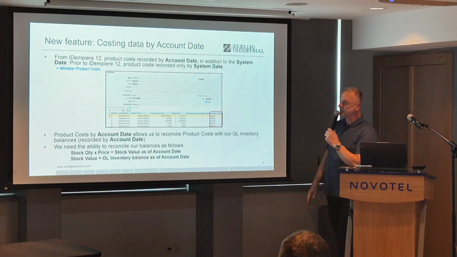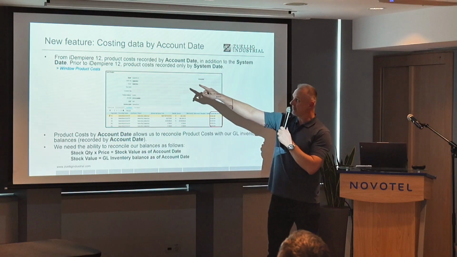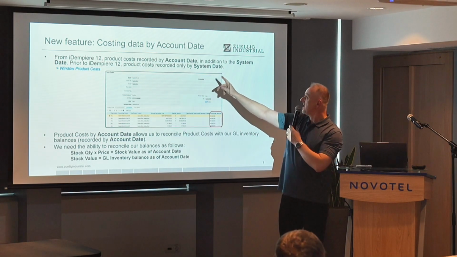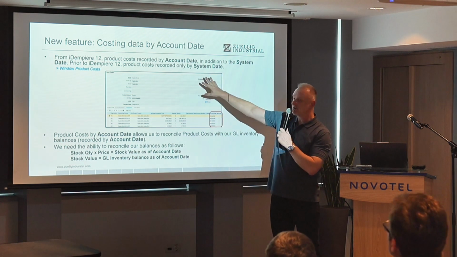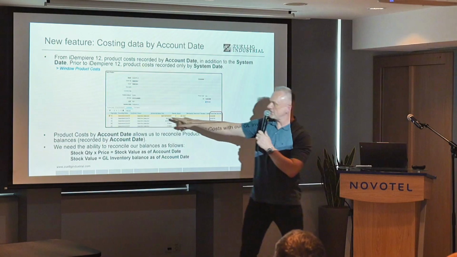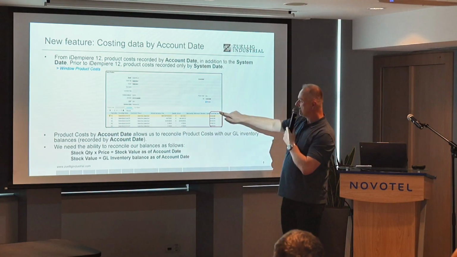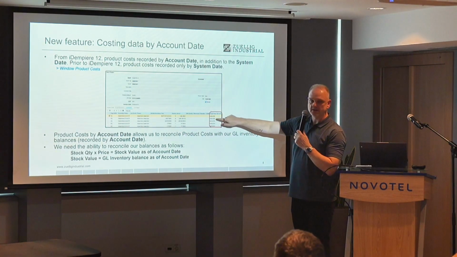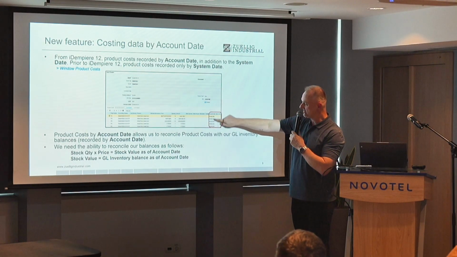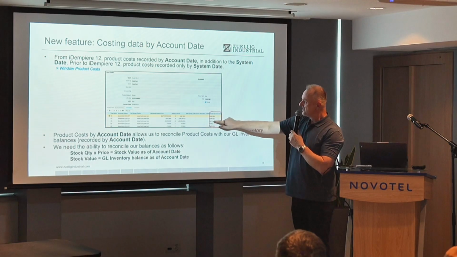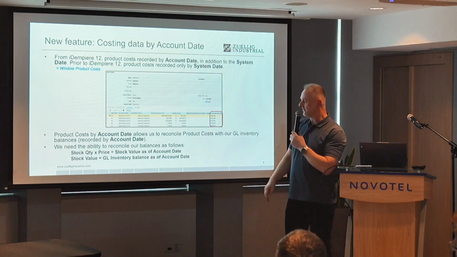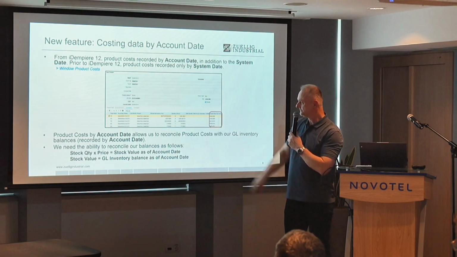So going into the detail here again. From iDempiere 12, product costs are now recorded by account date. And that means that the product cost window and this subtab cost details look like this now. It's not very well readable, I think, but this says account date here. All right, so you see here the account date. Before, there was no account date, there was only a system date. It's no good, right? So now we have an account date.